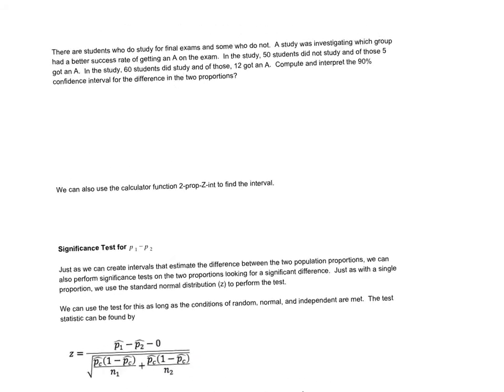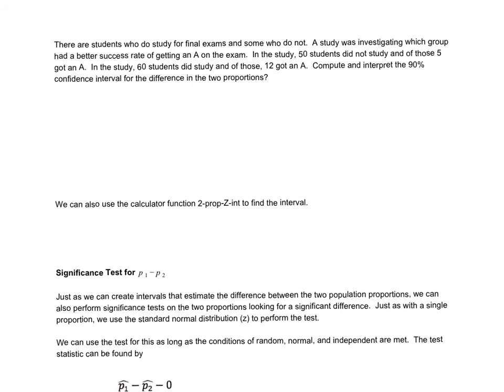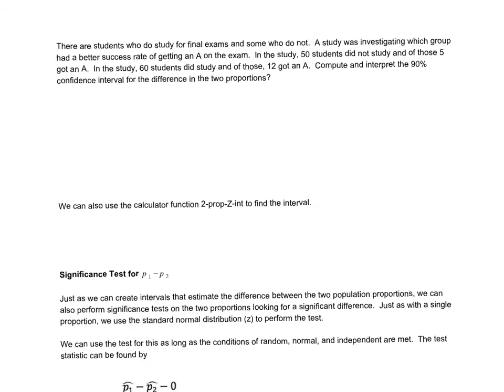So let's look at one example. There are students who study for final exams and some who do not. A study was investigating which group had a better success rate of getting an A on the exam. In the study, there were 50 students who did not study, and of those, 5 got an A. In a study of 60 students that did study, 12 got an A. Compute and interpret the 90% confidence interval for the difference of two proportions.